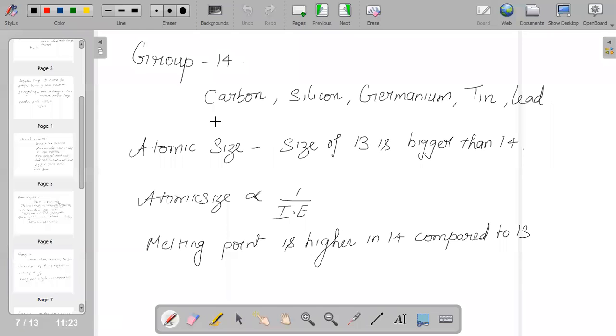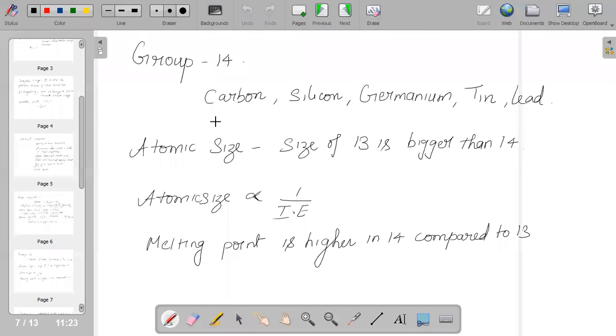So when we compare the size with group 13, the size of group 13 elements is actually bigger than group 14, because group 14 elements are small due to increased nuclear charge. Hence, we can conclude that as we move down the group, size increases as each time a new shell is being added.